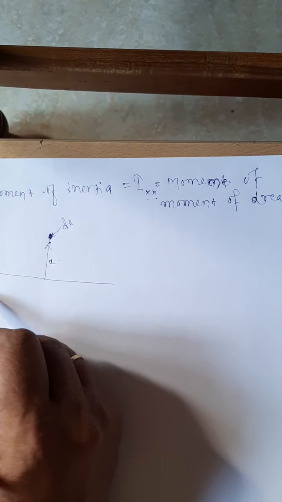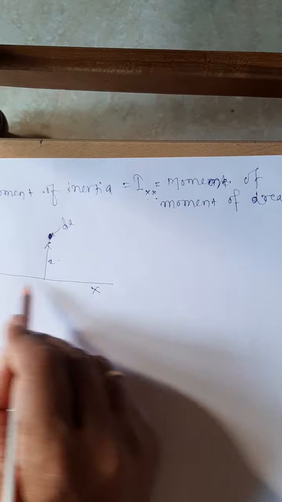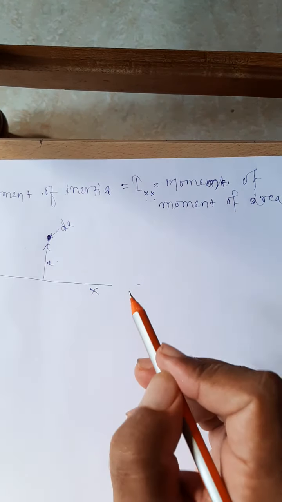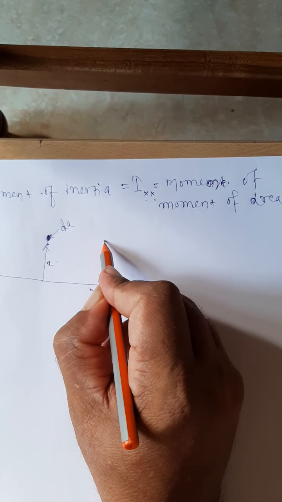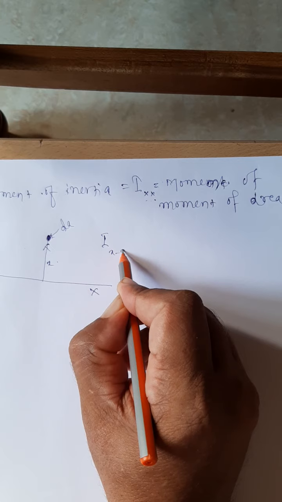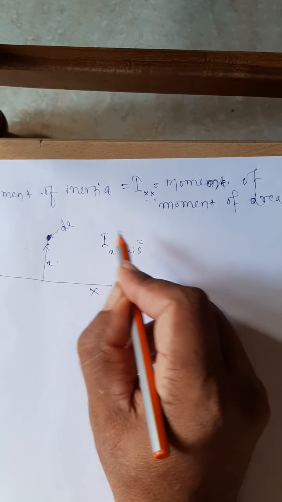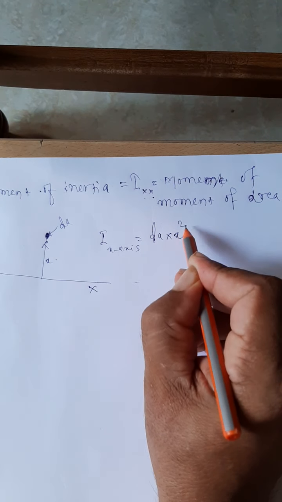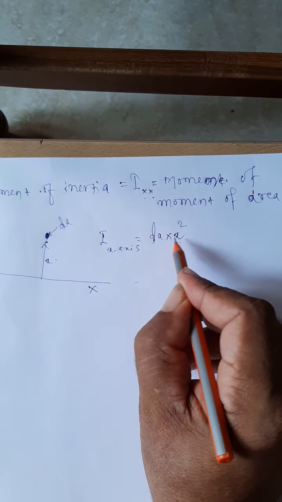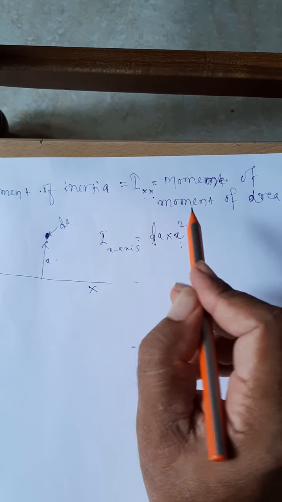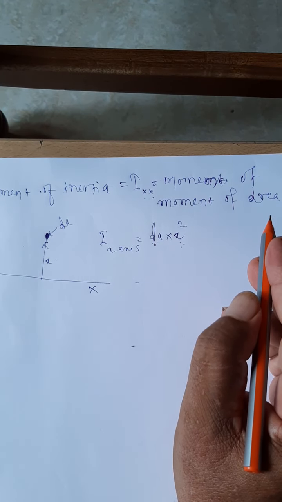Therefore, what is the moment of inertia about the x line? This is the y line, this is the x line, the x axis. If I want the moment of inertia about the x axis, I write Ixx is equal to area multiplied by x square. Area multiplied by x is moment of area. Area multiplied by x square is the moment of inertia.